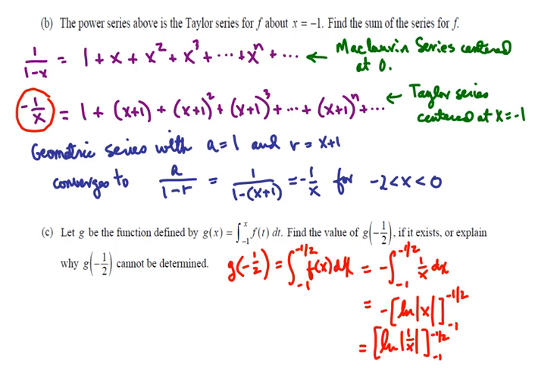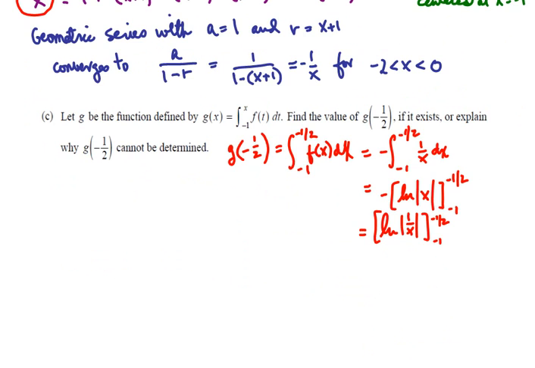Alright, so I'm going to scroll up a little bit here, and plugging in, I will get the natural log of absolute value of 1 over -1/2, which is -2, but the absolute value of -2 is +2, so that's just ln of 2. And we're going to subtract from that the natural log of the absolute value of 1 over -1. And 1 over -1 is -1, but the absolute value of that is +1, so we have the natural log of 1. And because the natural log of 1 is 0, the final answer there is the natural log of 2.